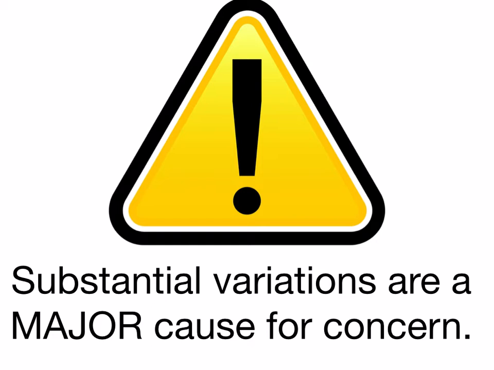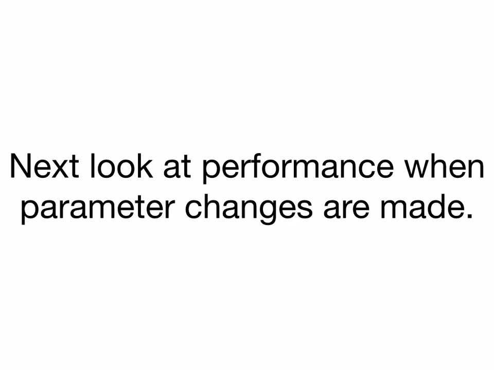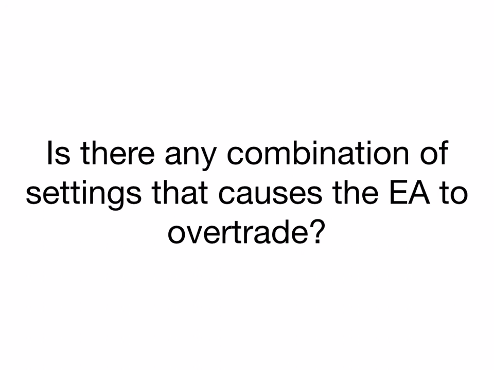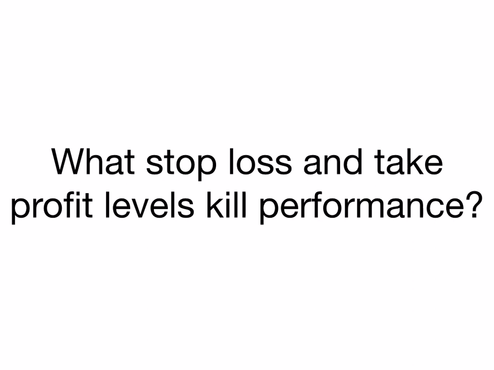Once you've verified that the EA backtests in line with the claimed historical performance, the next step is to look at how the EA performs when changes are made to its parameters. Based on my experience, the best strategies tend to make money without extreme sensitivity to the settings used. It indicates something inherent within the strategy that captures market inefficiencies without requiring the trader to calibrate settings like a nuclear physicist. You'll ask yourself questions like, is there any combination of settings that causes my EA to overtrade? What values for the stop loss and take profit definitely kill the performance?